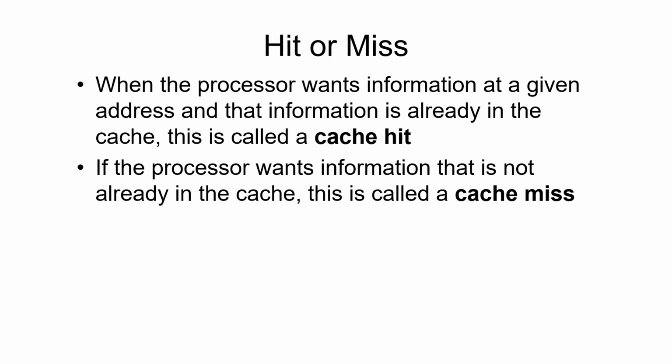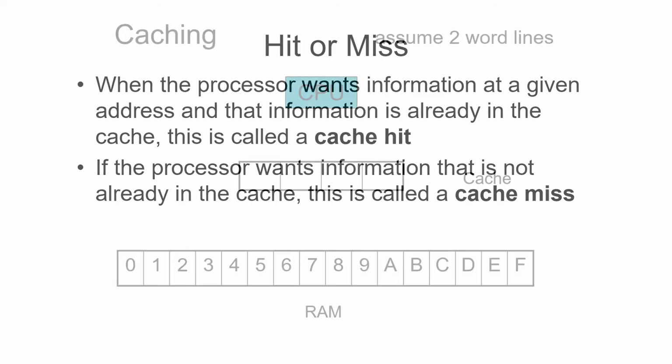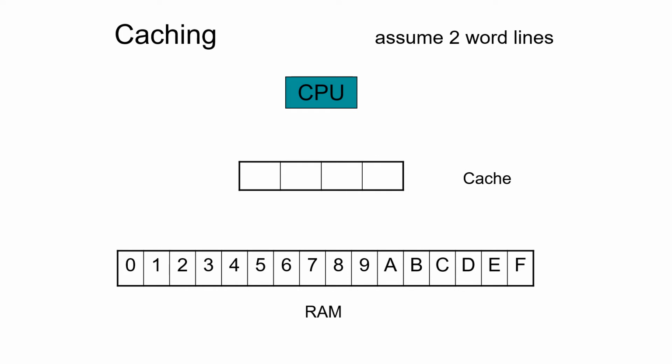We call it a cache hit when the information desired is found in the cache, and a cache miss if it has to go out to RAM to get it. Since the cache is faster than RAM, you want a high hit rate. Here's an animation of how cache works in action.